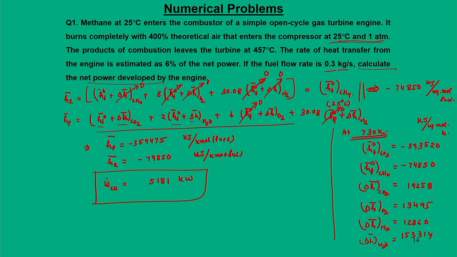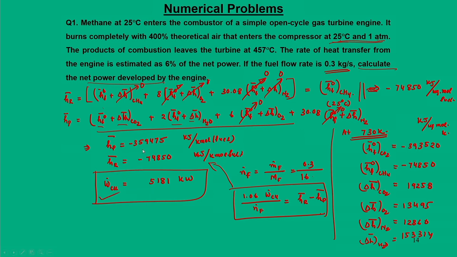So of course, your N dot F, we have to find out from the molecular weight: M dot F divided by the molecular weight of fuel. So that is 0.3 divided by 16. So if you put this in our last equation, which we have written as W dot CV divided by N dot F is equal to HR bar minus HP bar, then with this data we can get W dot CV.